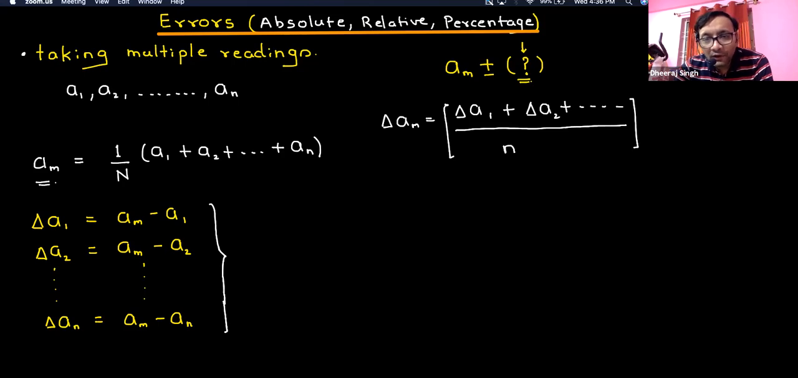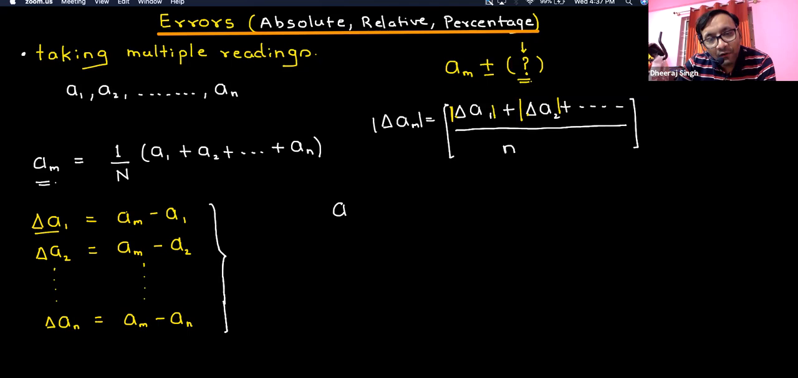Okay. So in order to find the error, I will make sure that I take the mod of the error. Some errors will be negative. Sometimes A1 will be more than A mean, sometimes, let's say A2 is less than A mean. So this could be a positive value, this could be a negative value and so on. That's why when I'm finding the error, I'm taking the mod of every error and then taking the mean of it. So this is mod of delta A mean.